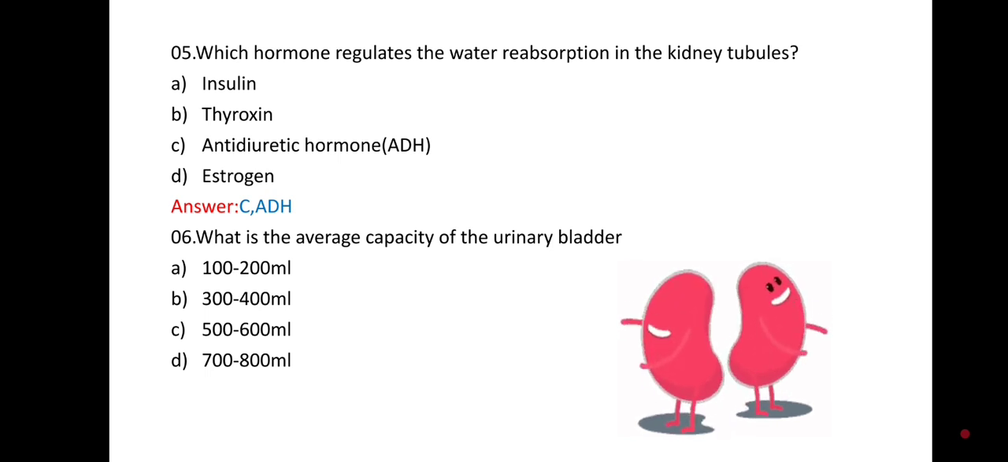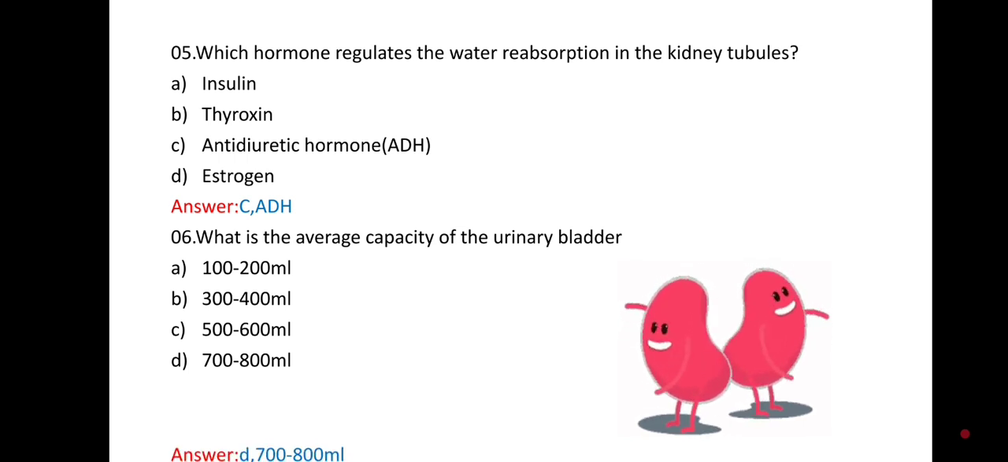Sixth question, what's the average capacity of the urinary bladder? A. 100 to 200 milliliter. B. 300 to 400 milliliter. C. 500 to 600 milliliter. D. 700 to 800 milliliter. Correct answer is D. 700 to 800 milliliter.